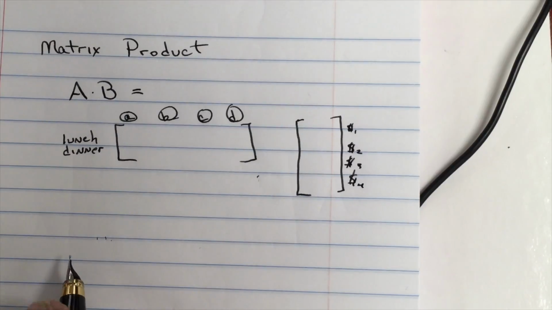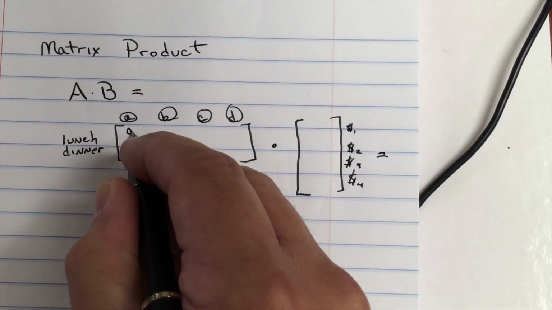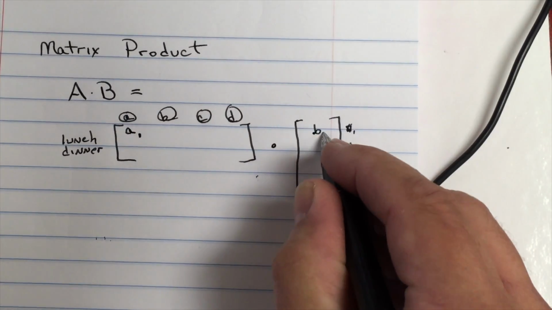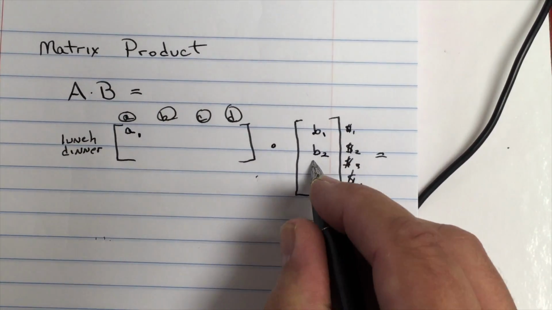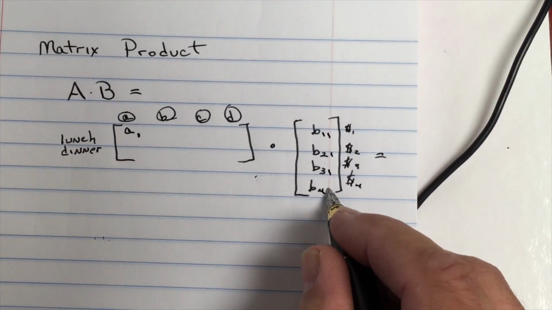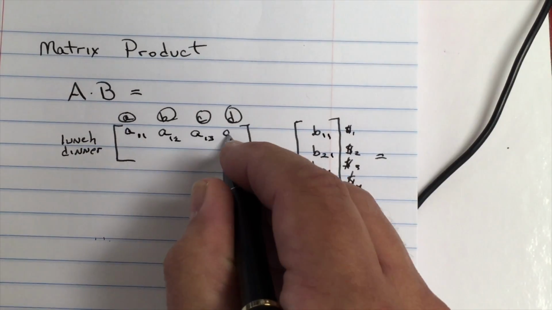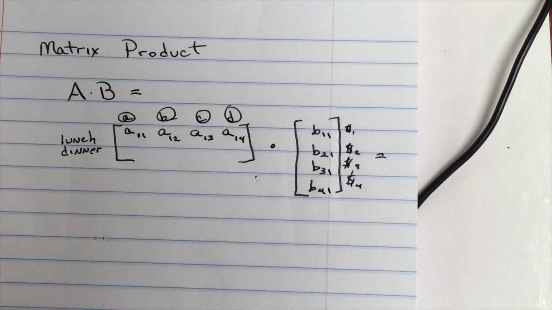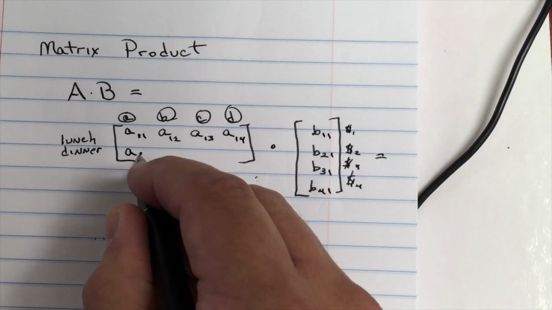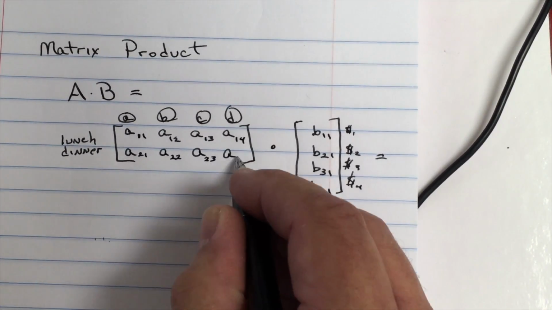In order to find out how much we made, how much revenue we had, we multiplied these two matrices together. So if we're just talking about lunchtime pizzas, how much did we bring in at lunchtime? We would multiply how many of the first pizza we sold times how much we sold it for.